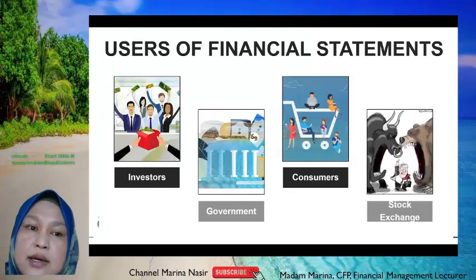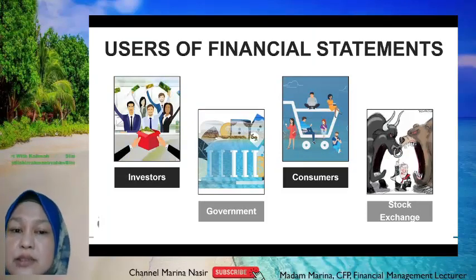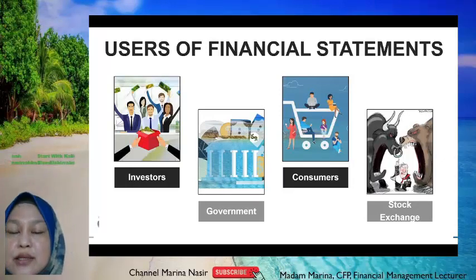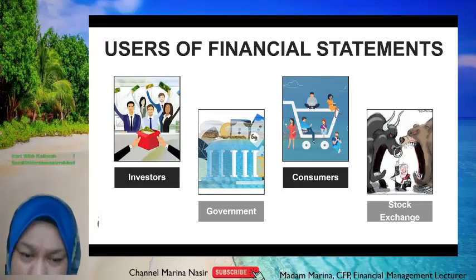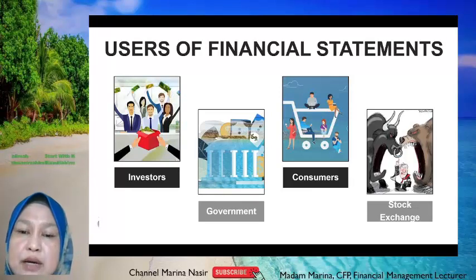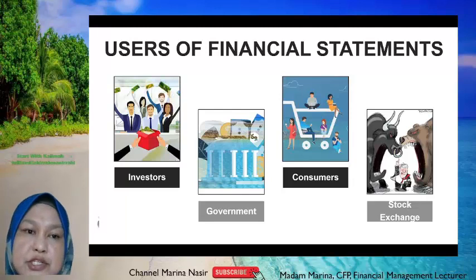Next, investors want to know the return from the investment, ROI. The government needs to know the net profit in order to collect the amount of tax from the company. And also consumers, and also the stock exchange.